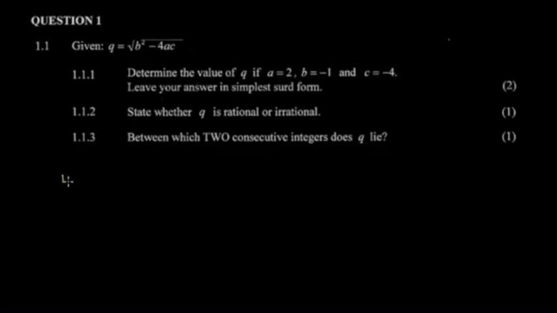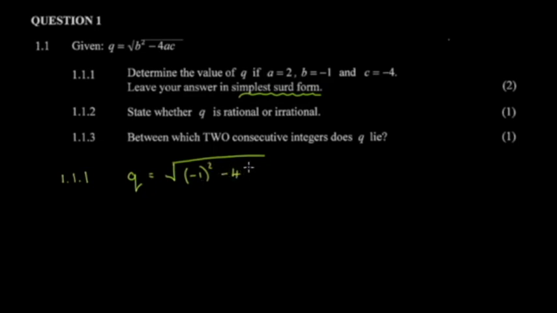Okay, so question 1.1.1 says determine the value of Q if, so this is a matter of substitution. And you're asked to leave your answer in the simplest surd form. So Q equal to square root of, and if you're substituting, I always encourage you to use brackets. Every time, just use brackets, because sometimes you get the negative signs messed up.